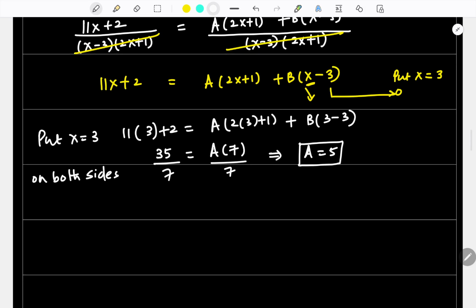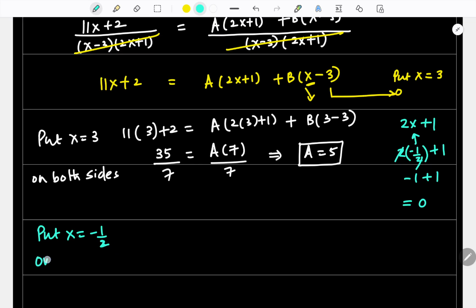Right, now let's go to the next value. I want to cancel a. Look here, 2x plus 1. I want to choose some values for x such that I should get answer 0. How? Think it over. Suppose I choose minus half. What happens? The 2 gets cancelled, so minus 1 plus 1 is 0.